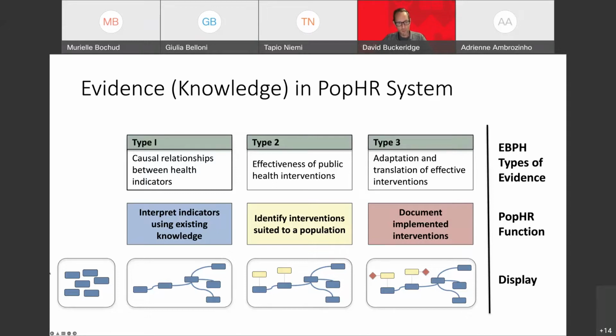A lot of the work that you'll see, these little blue dots here or blue ovals, are meant to be indicators. So many systems provide indicators as almost a laundry list, a selection of information, but with no structure. One of the main things we're doing with PopHR, which I'll show you, is we're using causal evidence, so this type 1 knowledge, to organize indicators and help people understand what information means about a population.